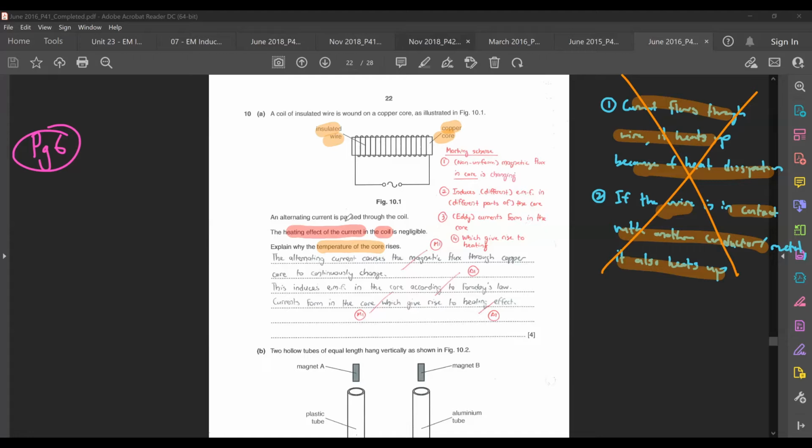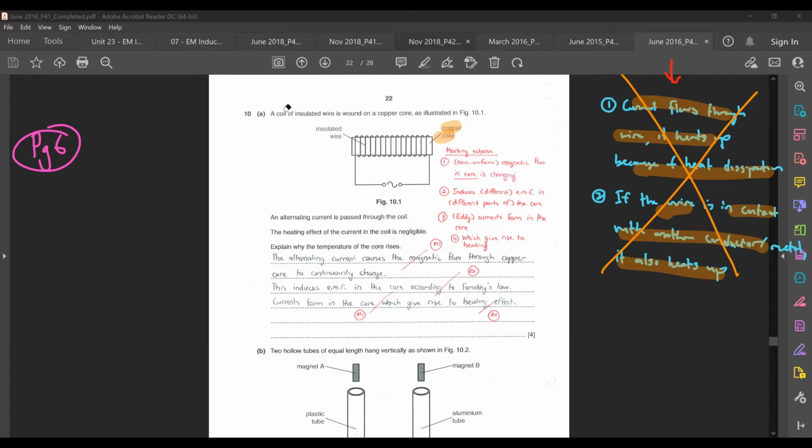And at the same time, they also tell you that this thing is insulated. So even if, let's just say in the unlikely event that your wire heats up, the heat cannot pass through to the copper core because it's insulated. Okay? That's why I say this explanation here, you cannot use. You have to explain it in a different manner. Okay, so how do you explain this?